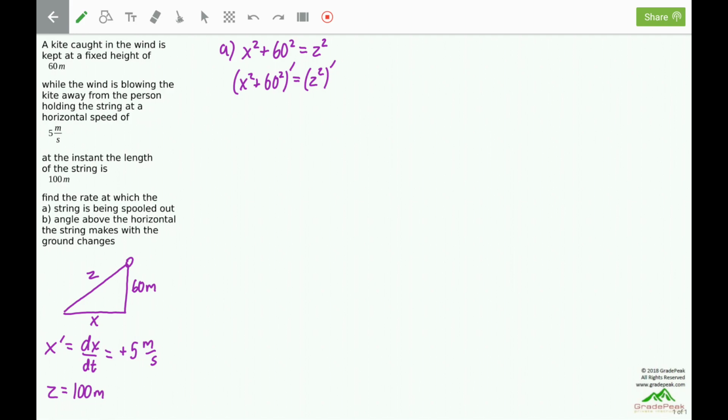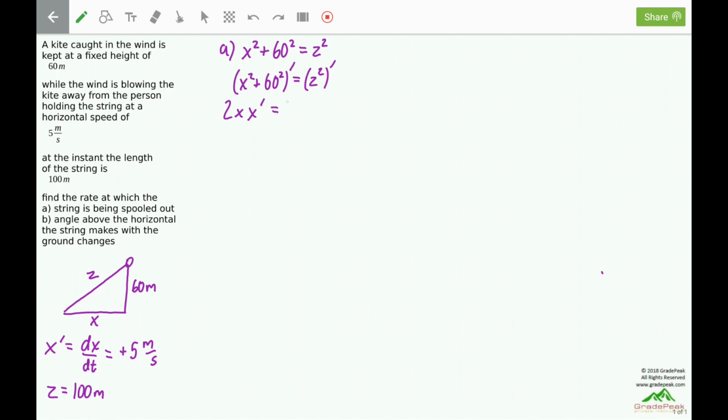Every variable is implicit with time, so when we take the derivative of every variable, we will get a prime on every variable. On the left side, the first term is the power rule. Bring down the power, subtract 1 from it, and then multiply by the derivative of the inside. That will give us 2x x prime due to the chain rule. The derivative of 60 squared is 0, since 60 squared is a constant.